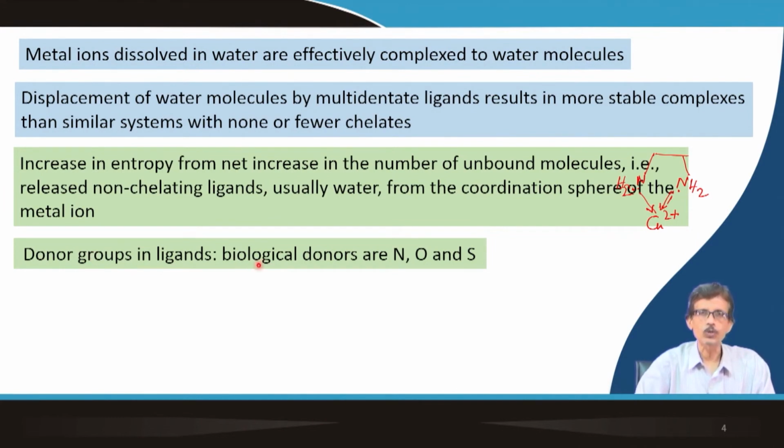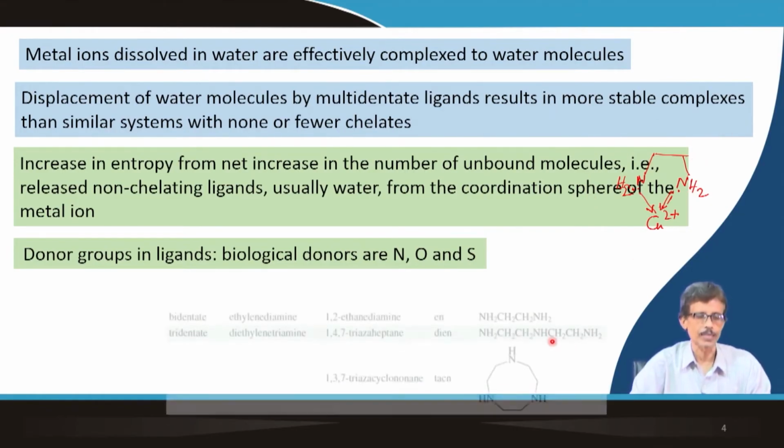Then what donor groups can you have? We will be talking again about only 3 simple donor groups: nitrogen, oxygen and sulfur. Many biological molecules can have these N and O. When you have a simple amino acid like glycine, the NH2 end of the glycine can bind to the metal ion center, and the other end is the carboxy end. So, you will have an NO bidentate ligand like ethylene diamine. Like ethylene diamine, you can have NH2, CH2, COOH, so you can have the corresponding glycine coordination in a similar fashion.